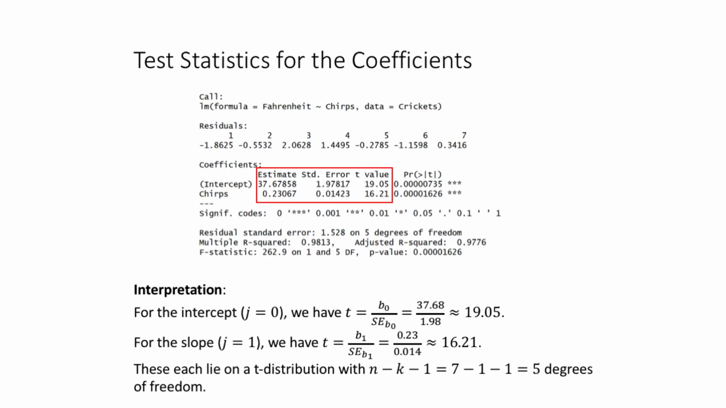When j equals 0, that's an index for the intercept. When j equals 1, we are referring to the slope. So for each of these two rows, the intercept and slope, we have a t-ratio. And that is simply our point estimate divided by the standard error for that particular coefficient. The key point here is that implicitly we're subtracting out the null. The null is 0 in both cases, so we don't have to include it.